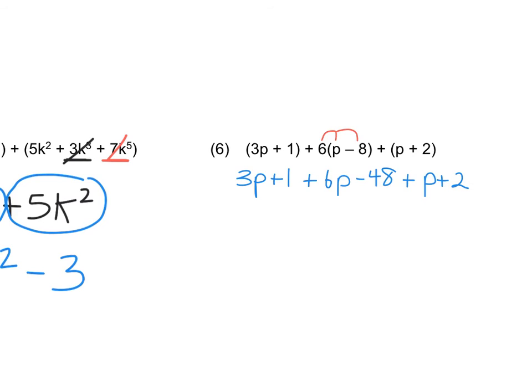So then I'm going to combine my like terms. What do I get when I add those together? 9p. 10p. And then 1 minus 48 plus 2? Negative 45.